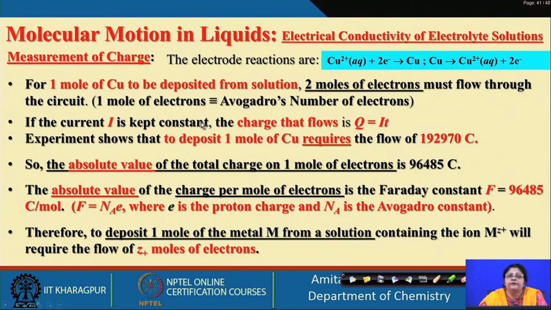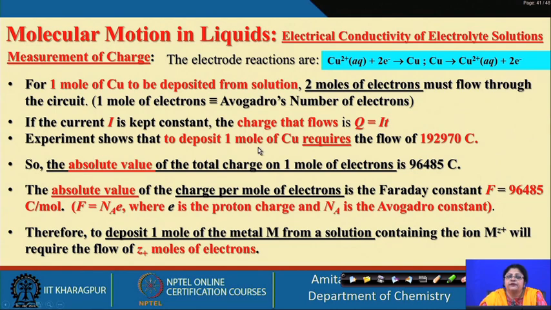Okay. So, suppose the current I is kept constant, then what is the charge flow? Q by T is the current, so the charge flow is Q = I T. What is I? It is the current, which is kept constant, and T is the time required for the deposition.